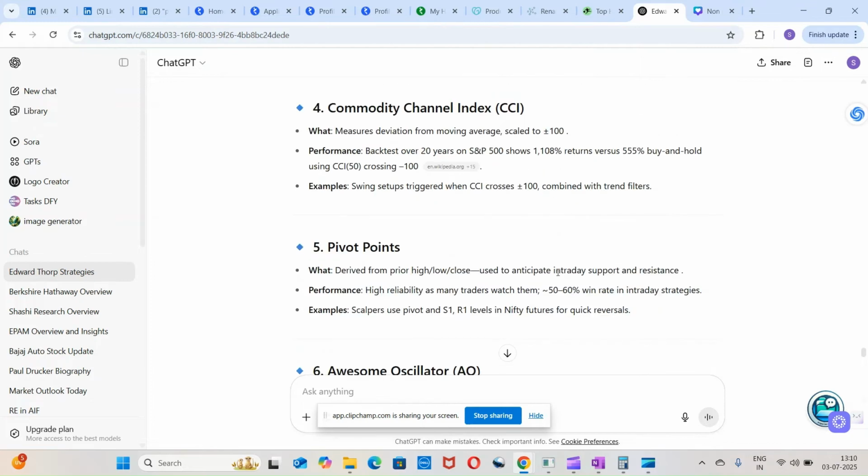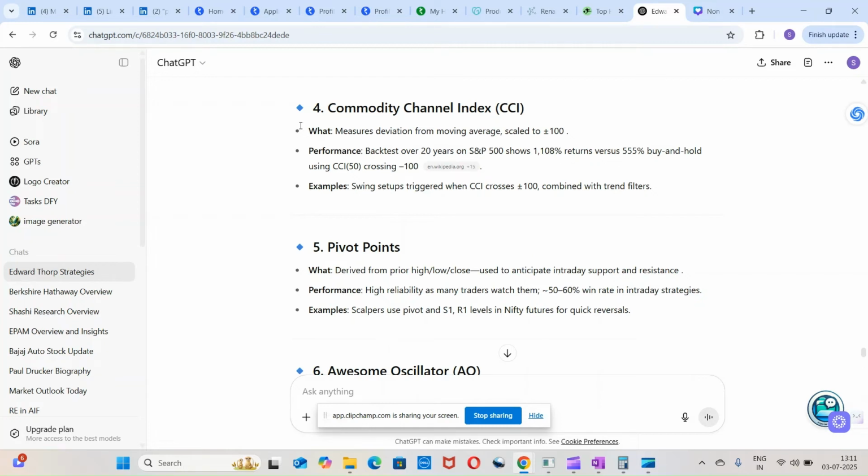Then we have the Commodity Channel Index. This measures deviation from a moving average, scaled to plus and minus 100. A backtest over 20 years on the S&P 500 shows 1,108% returns versus 555% for buy and hold, using CCI 50 crossing minus 100. So this indicator is working excellently on the S&P 500. It got around 1,108% returns over 20 years. Swing setups are triggered when CCI crosses plus or minus 100, combined with trend filters. So that's where it can be used.